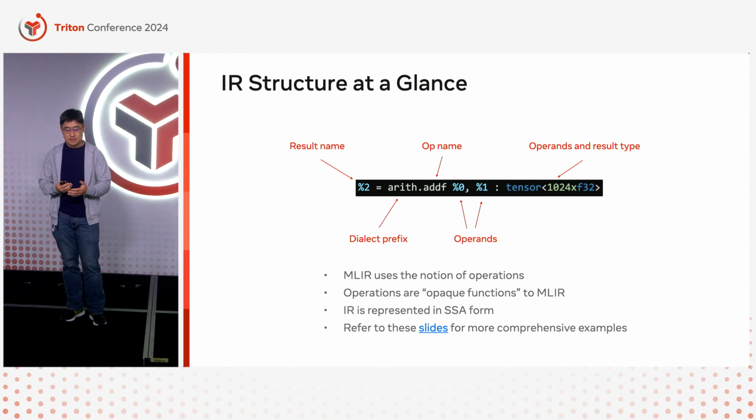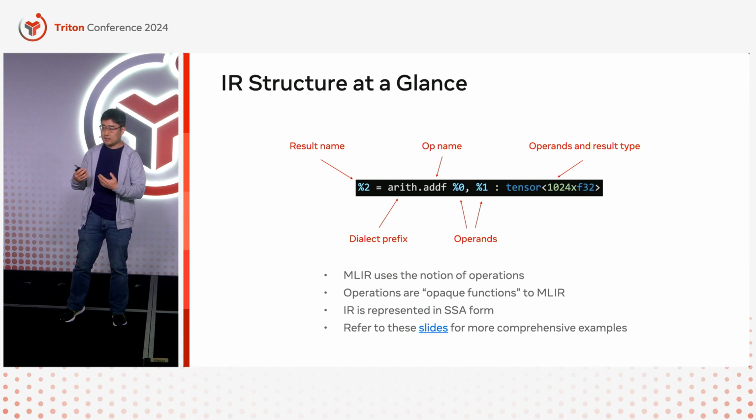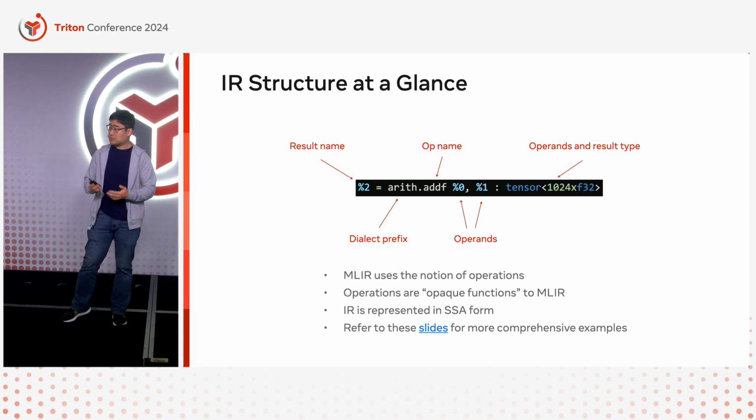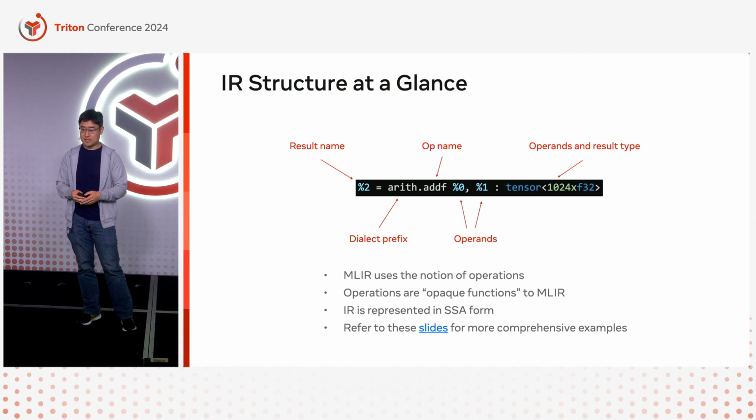In case people have not seen what MLIR looks like, I just want to spend a couple minutes to walk through what a very simple IR could look like, and later on we'll see more examples. What's on the screen is probably the simplest IR it could look like. It is doing an add operation. The arith part specifies the dialect, so this operation comes from a dialect called arith. The operation name is addf, or add floating point. It takes two operands, %0 and %1, and the result that it produces is %2.